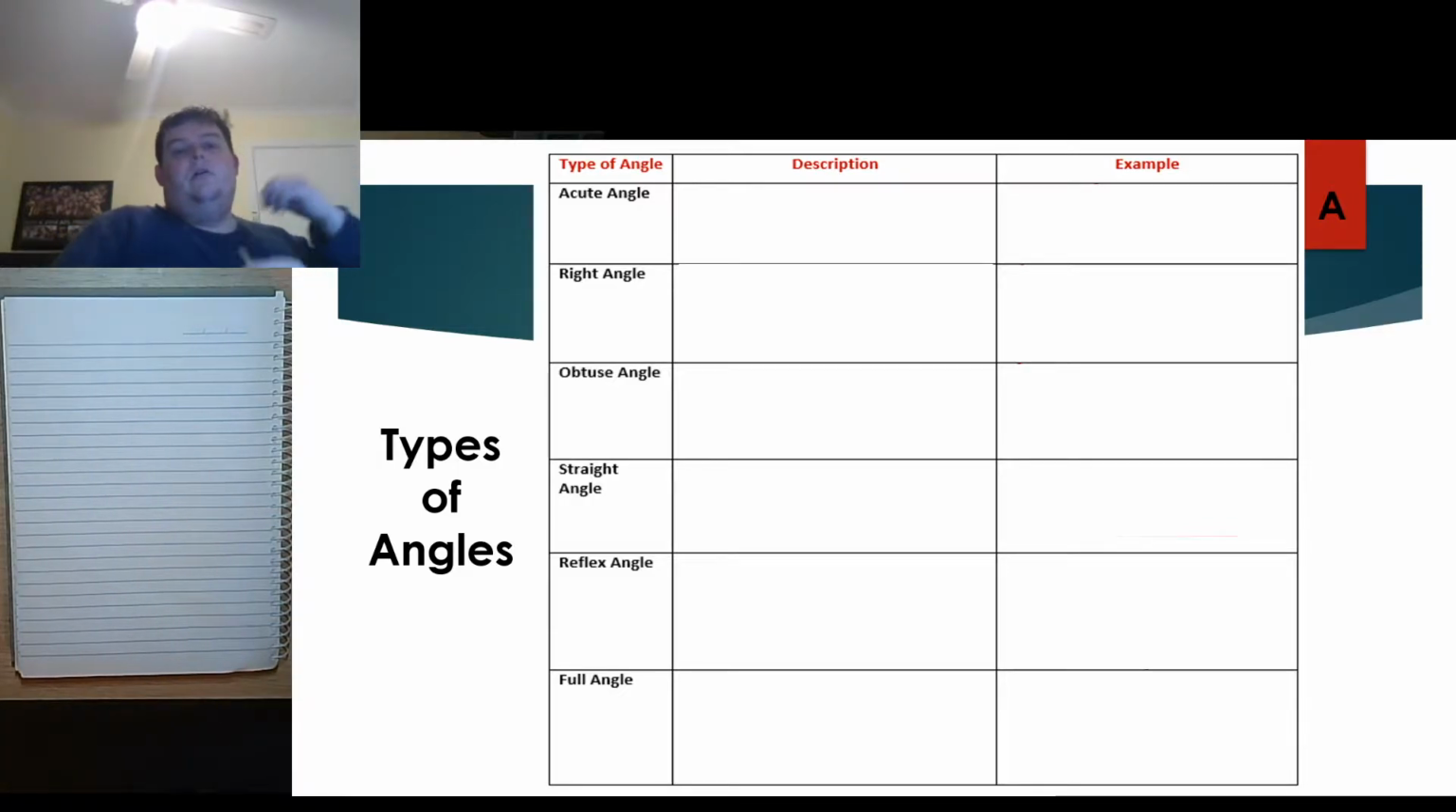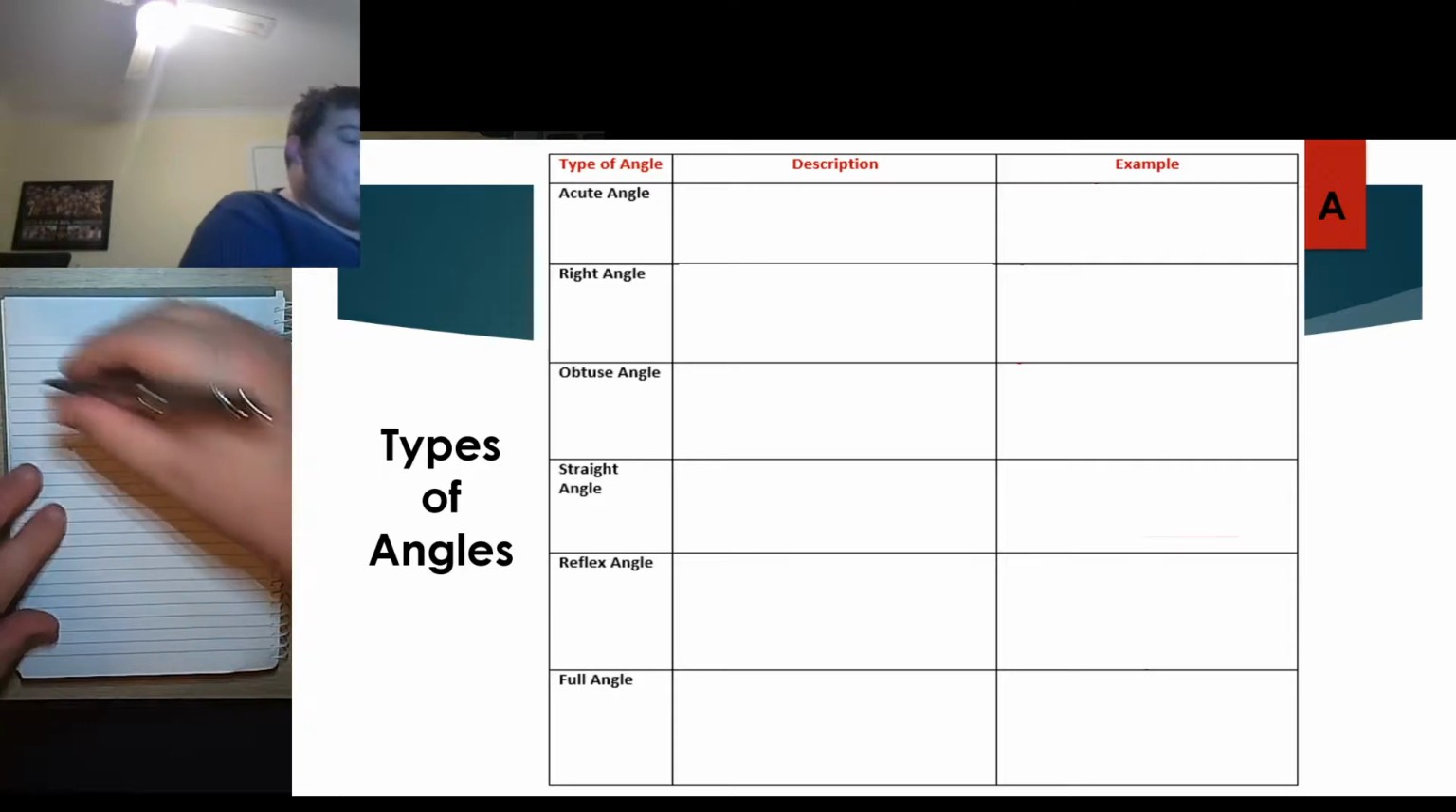So, let's talk about different types of angles. I'm just going to do an example of each. In terms of a description, I'll leave that for you to come up with the best way to describe it. I'll describe them vocally, but you can put them into your own words.